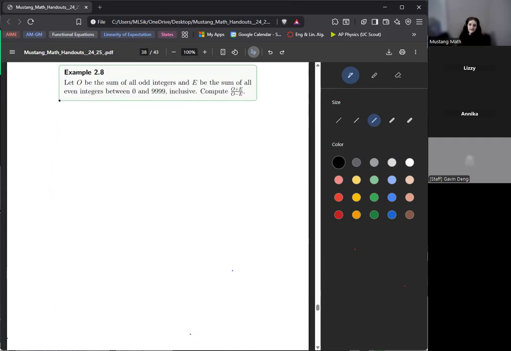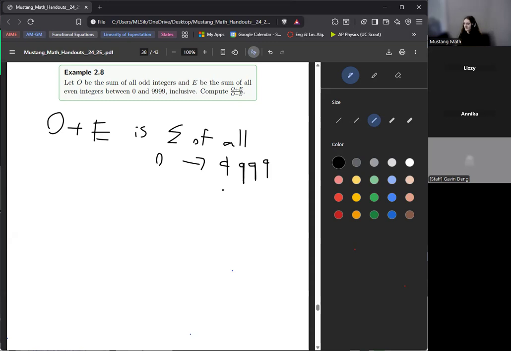Ooh, okay, this is interesting. If O is the sum of all odd integers, and you'll see these problems on the AMCs a lot, with O being the sum of all odd integers and E being the sum of all even integers. Here they give the bound of 0 to 9999 inclusive. They want us to compute O plus E divided by O minus E. You might notice that O plus E is just the sum of all numbers from 0 to 9999. So let's solve that. How could we figure out what this sum is?